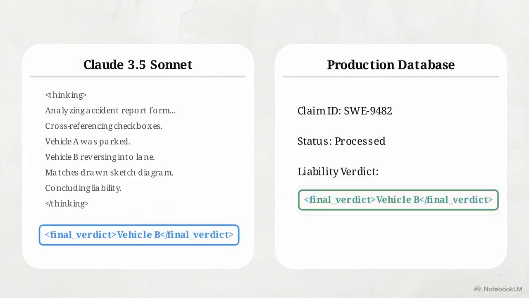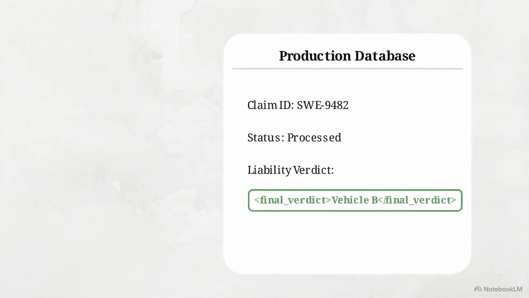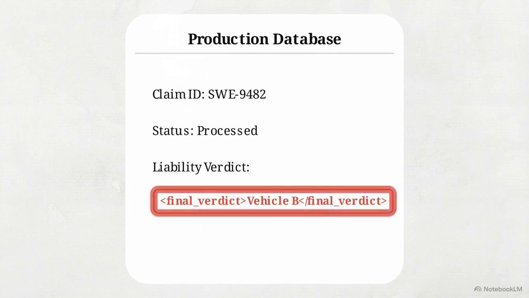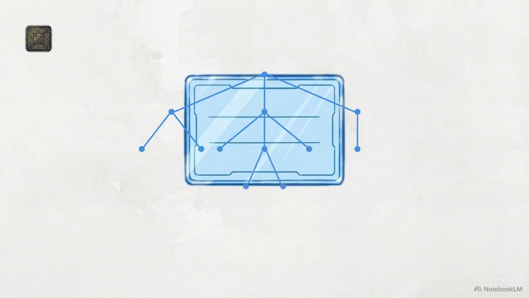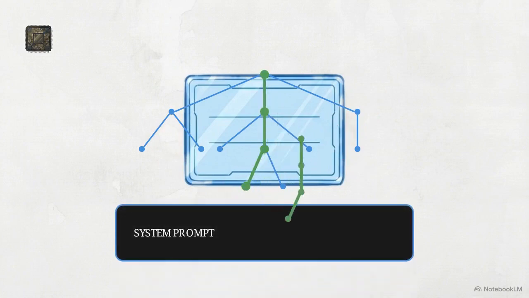The engineered prompt now delivers a successful extraction. The model uses the checkboxes to frame the sketch, identifies the at-fault vehicle, and isolates the result within our tags. To optimize this further, you can utilize models with extended thinking capabilities. These models provide a visible scratchpad, showing the logic used to reach a conclusion in real time. Analyzing this scratchpad allows you to see which logical steps were most effective. Bake those successful patterns directly into your system prompt for a faster workflow.